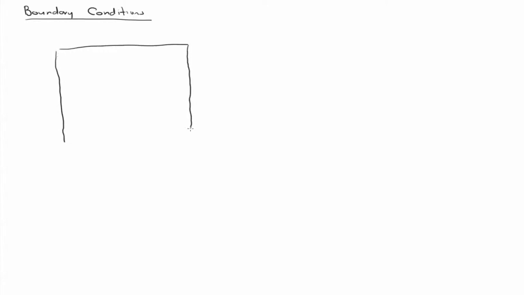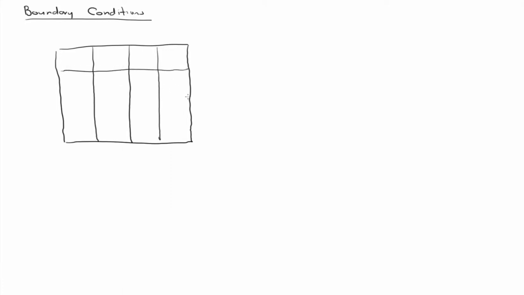So, let's talk about boundary conditions. Now, in the 1D case, we really just had two boundaries, two grid blocks to worry about, one on the far left and one on the far right. But now we can have multiple grid blocks along the boundary, right?